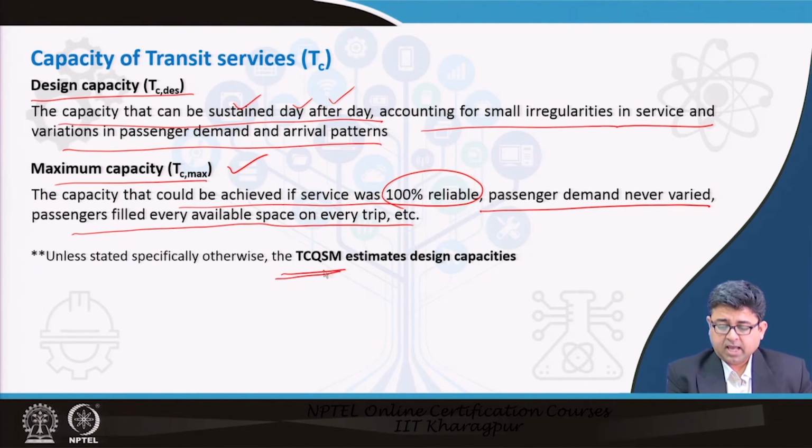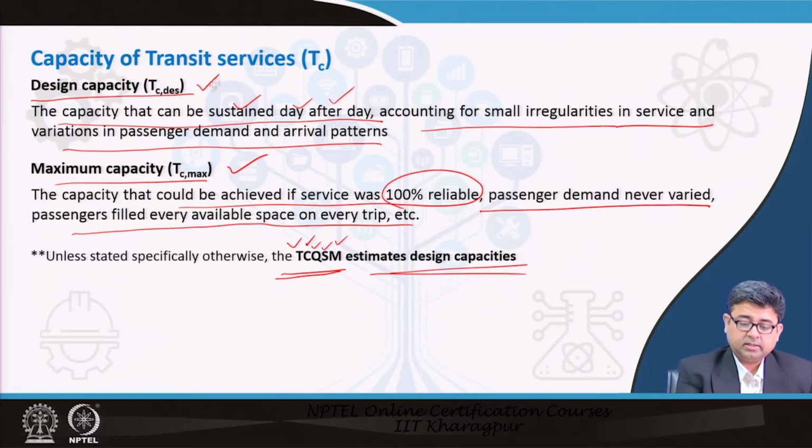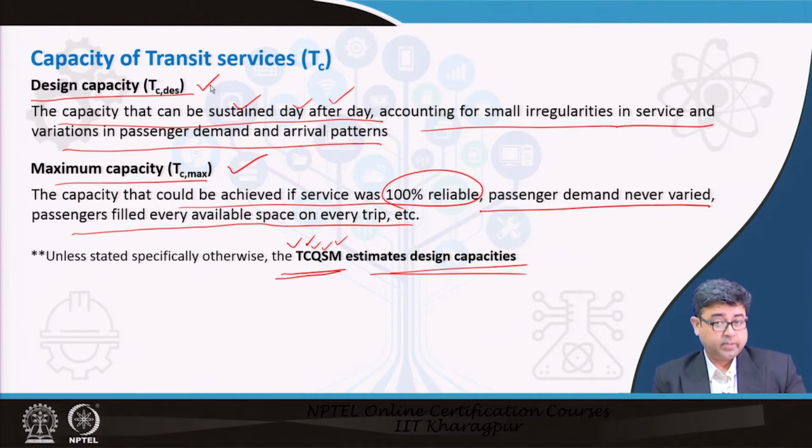Most of the manuals and these concepts are taken from a manual called the Transit Capacity and Quality of Service Manual, developed in the United States. All of them estimate design capacities rather than maximum capacity or person capacity.